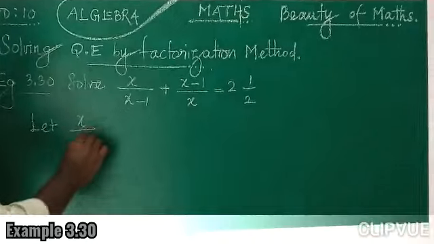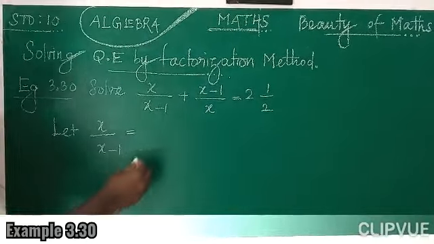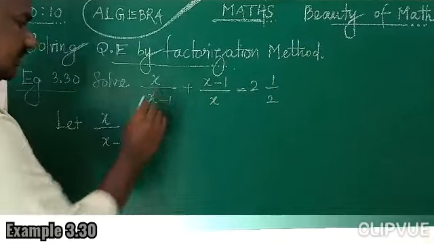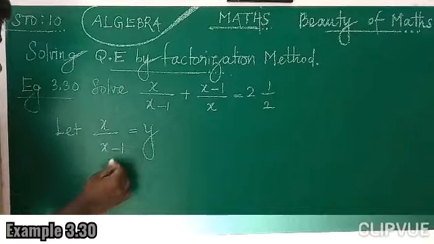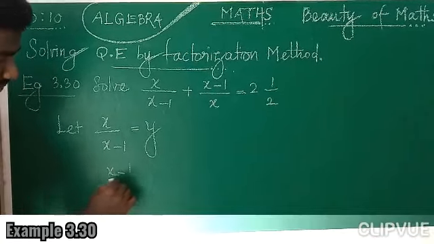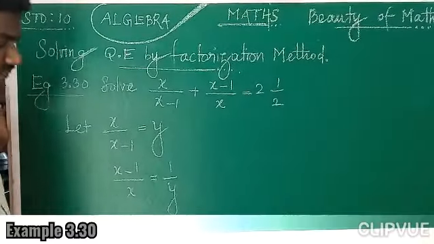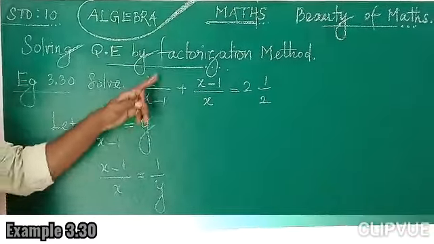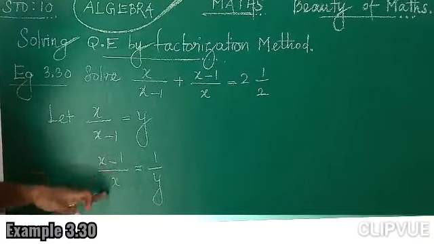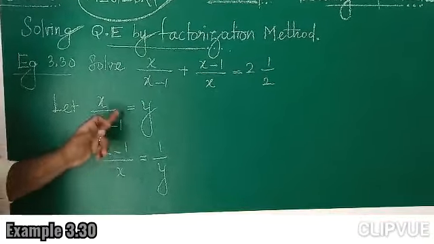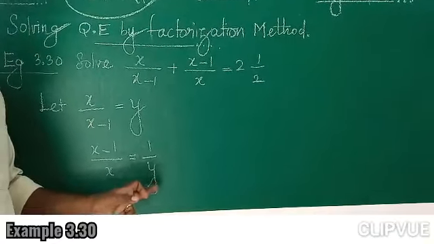let x by x minus 1 is equal to any variable. Any variable in the sense, we may take y. If you take x by x minus 1 is equal to y, what is the reciprocal? x minus 1 by x, which is equal to 1 by y. I hope you understand. This x by x minus 1 is equal to y. So x minus 1 by x, which means the reciprocal of this one, is equal to the reciprocal of y. Reciprocal of y is equal to 1 by y.